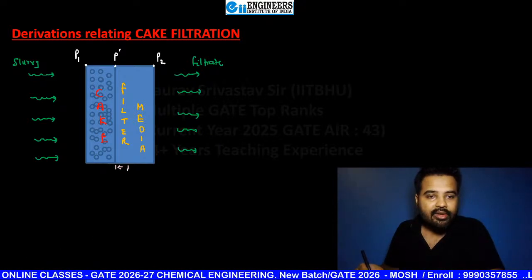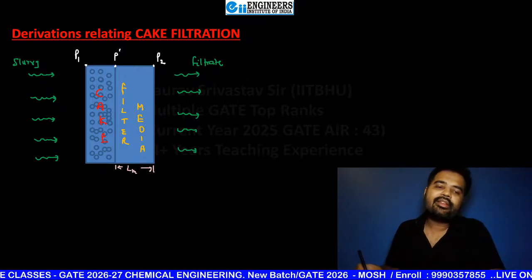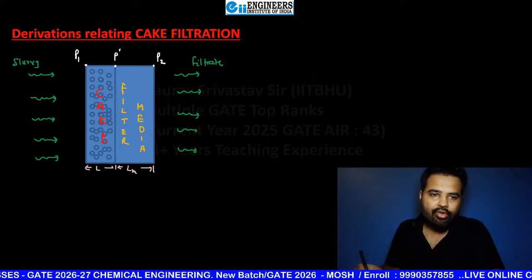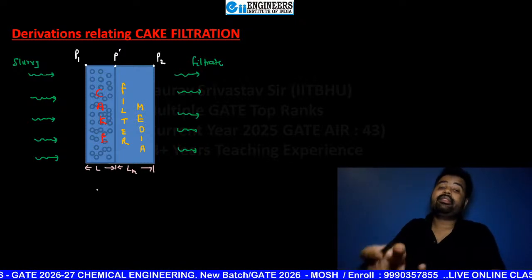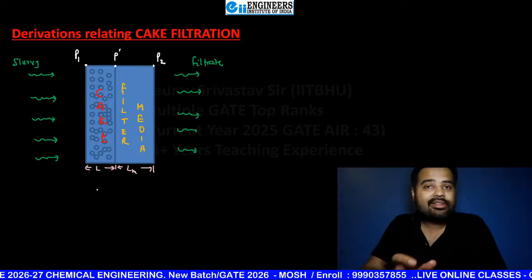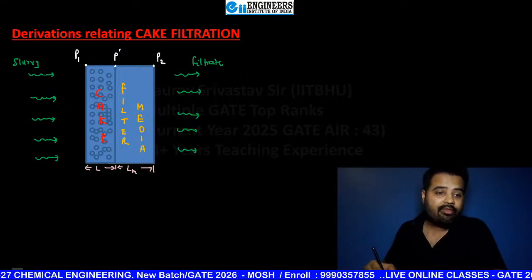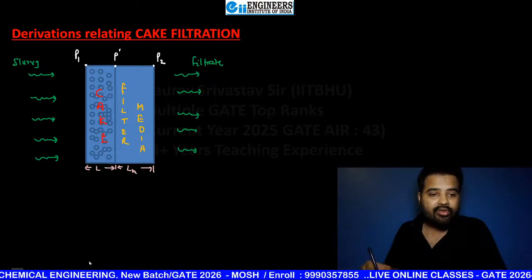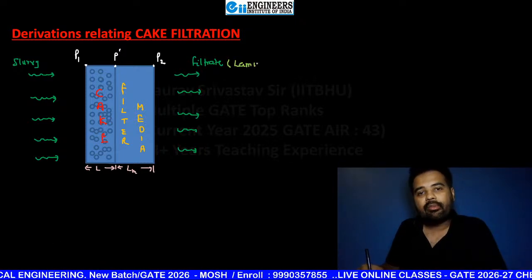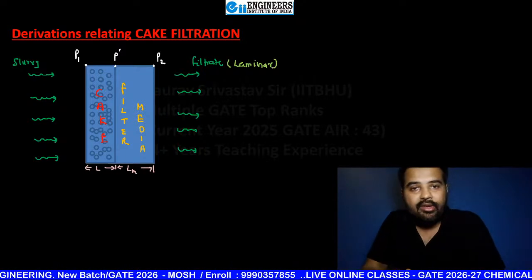Here I am writing this as LM. Why LM, sir? It's the thickness of your medium. And here L is the thickness of your cake, and definitely the cake thickness is a function of time, whereas filter media thickness is not a function of time. Okay, and one more thing, the filtrate flow, my dear students, is laminar.